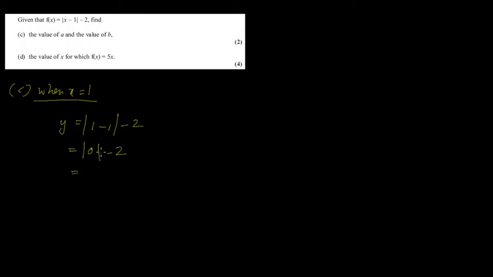Minus 2. Absolute value of 0 is 0, because 0 has no sign, plus or minus, it is 0. So 0 minus 2 is minus 2. So the value of a is minus 2. Therefore a equals minus 2.